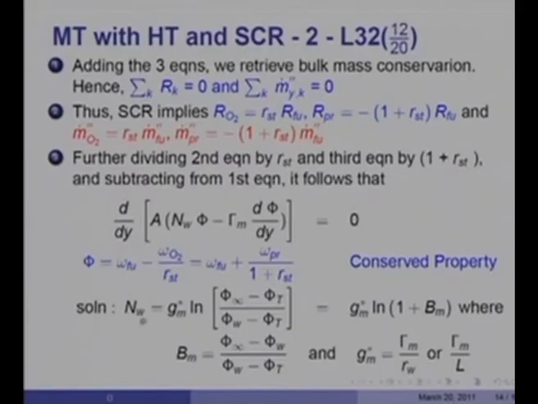and therefore, the solution of that would be n_w equal to g star m ln of phi infinity minus phi_t over phi_w minus phi_t, equal to g star m ln 1 plus B_m, where B_m would be given now by this quantity, phi infinity minus phi_w over phi_w minus phi_t, and phi can stand for this group or it can stand for this group. Then one uses the appropriate group depending on the convenience of the problem at hand. G star m would be of course gamma_m divided by R_w in a spherical system, or gamma_m divided by L in the plane system.